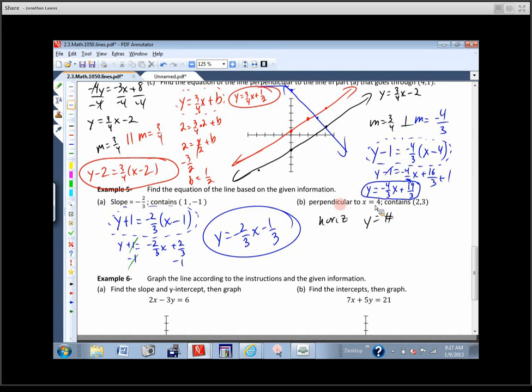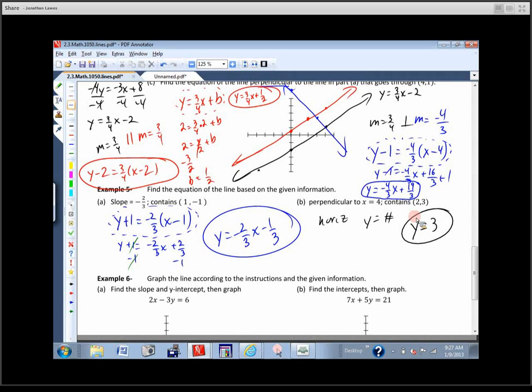Knowing that it's a vertical line, you know it's got to be a horizontal line to be perpendicular, so you know it's got to be y equals a number. Now let's take a look at the point that it goes through. If it's going to be y equals a number, is it going to be the 2 or the 3? It's got to be the 3 because that's the y coordinate. So the answer here is y equals 3. Don't have to graph anything, just need to think about it for a second.